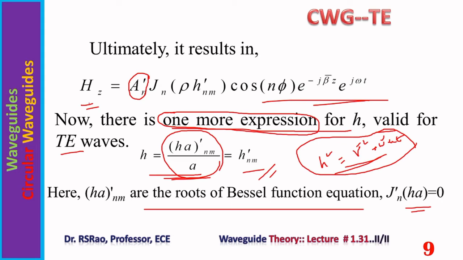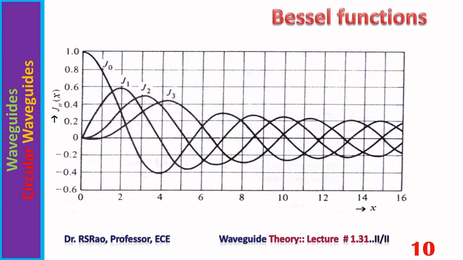Now once we have Hz, Ez is anyway 0 for TE. Now we have both Ez and Hz. We substitute and find H rho, H phi, E rho, E phi, getting all the components. One can notice the solutions of the fields in circular waveguides involve Bessel functions.